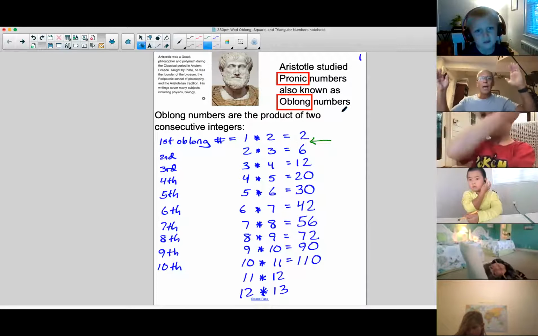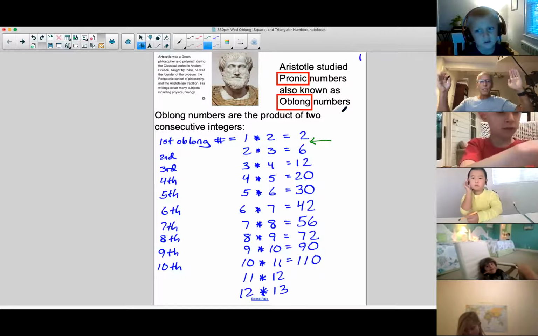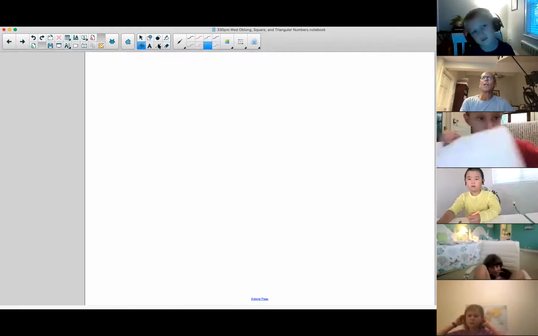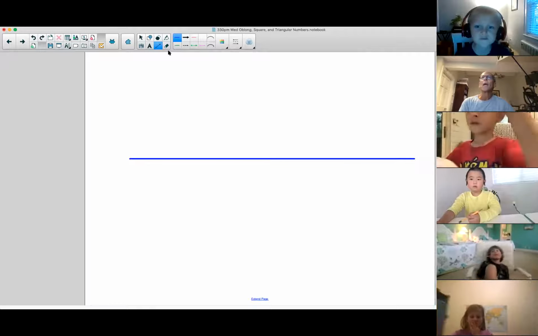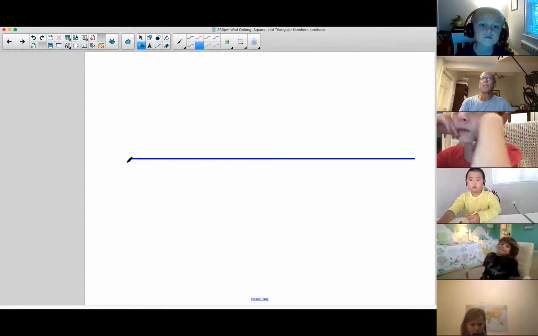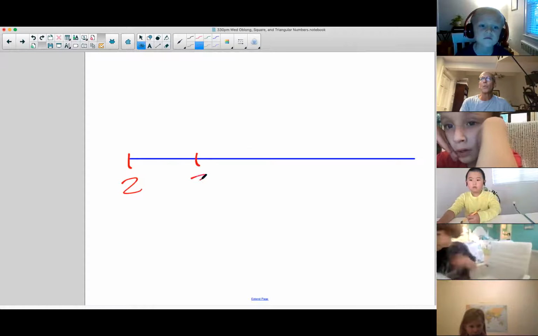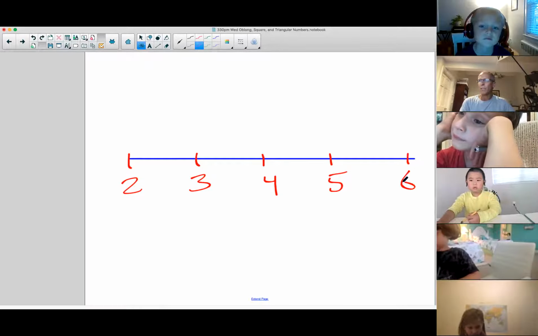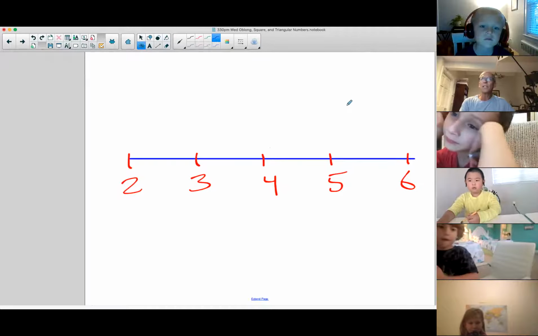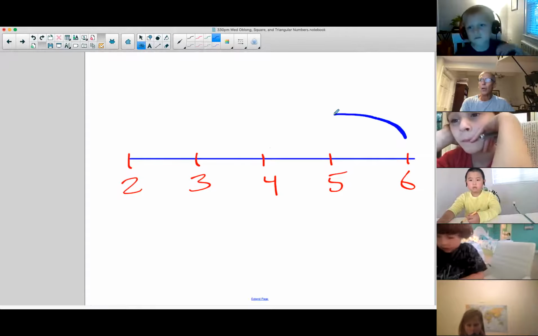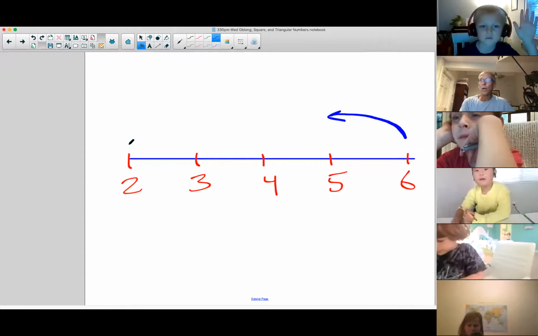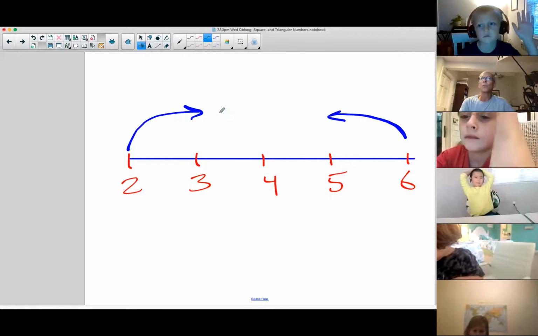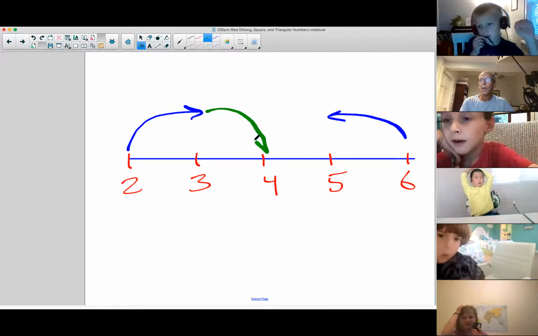Who knows what is the halfway point between 2 and 6? I'm gonna write it out on a number line for you. 2, 3, 4, 5, 6. Which is the halfway point between 2 and 6? On three, everybody. 1, 2, 3, go. 4.